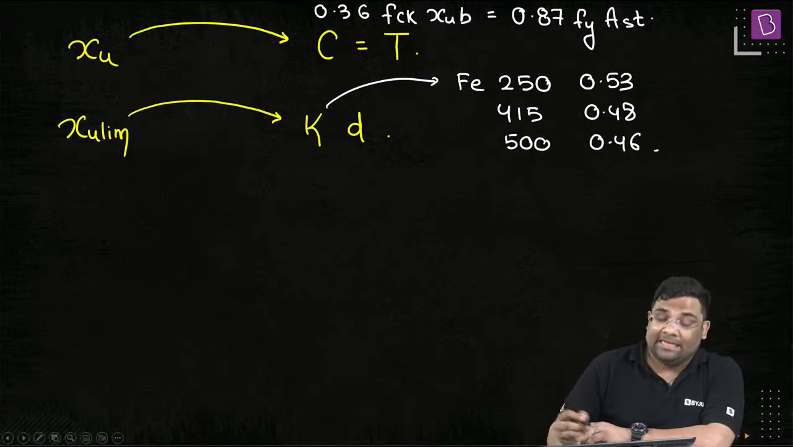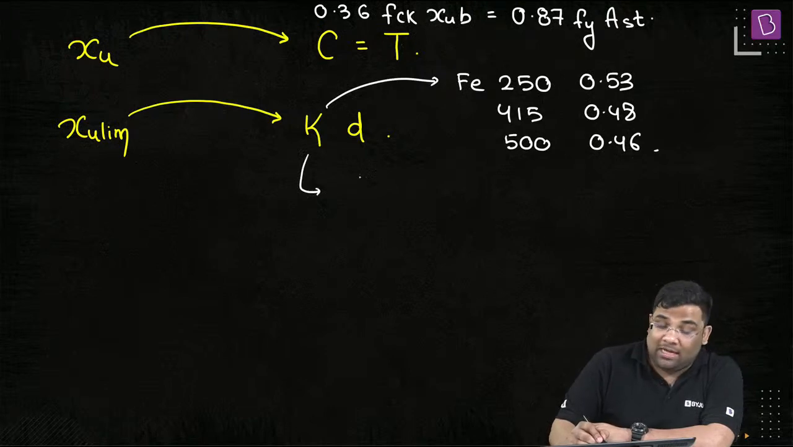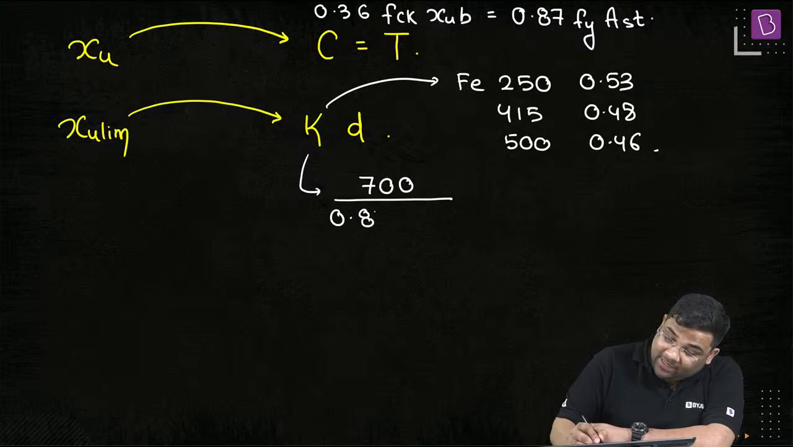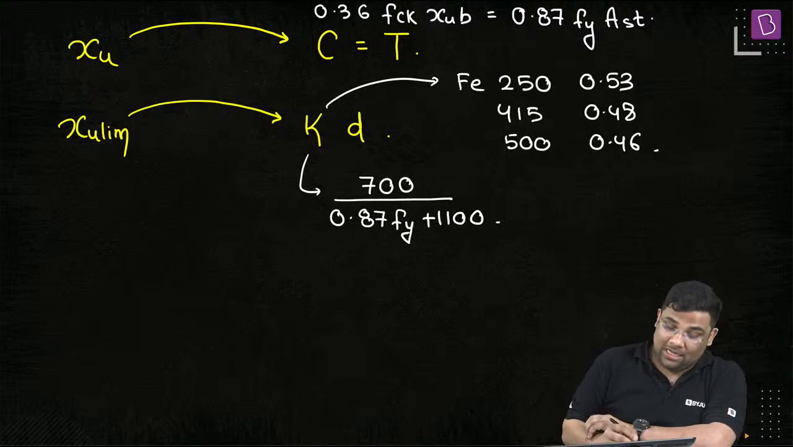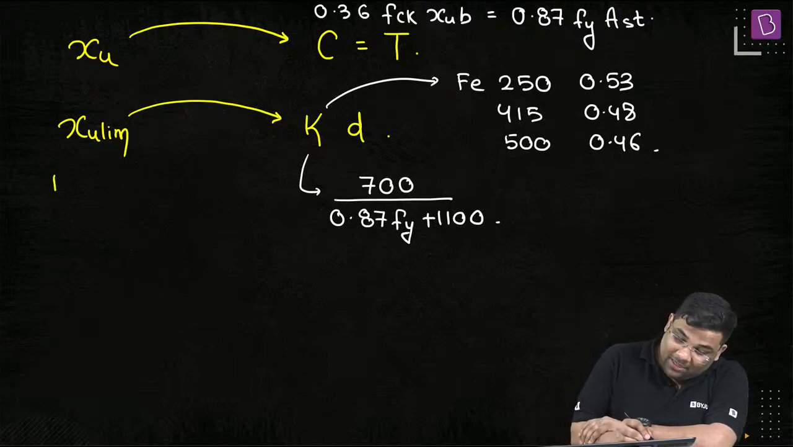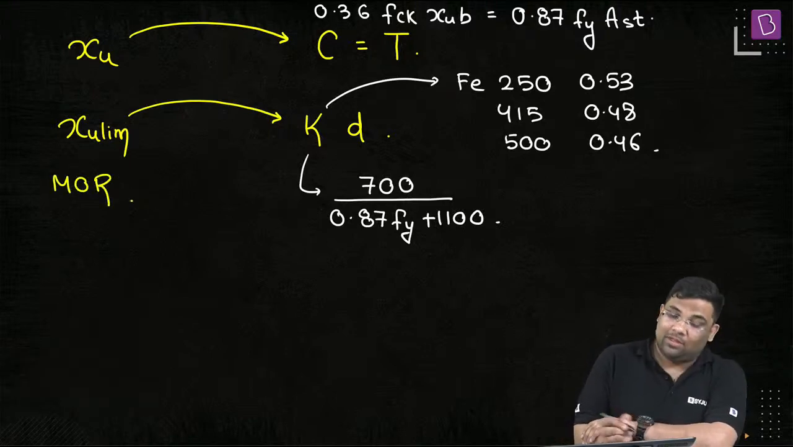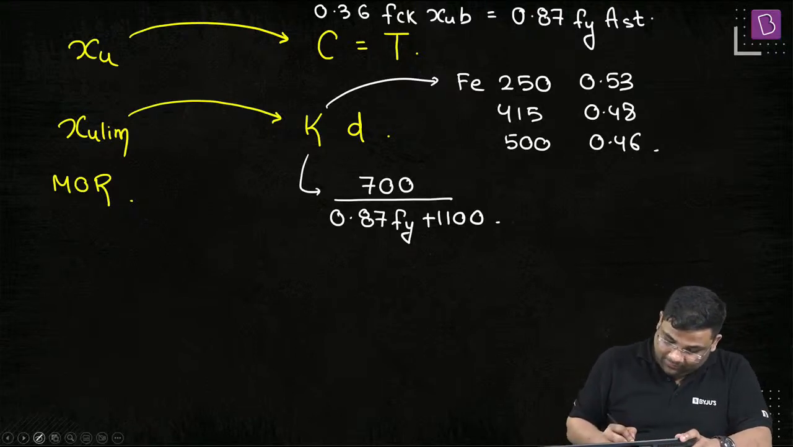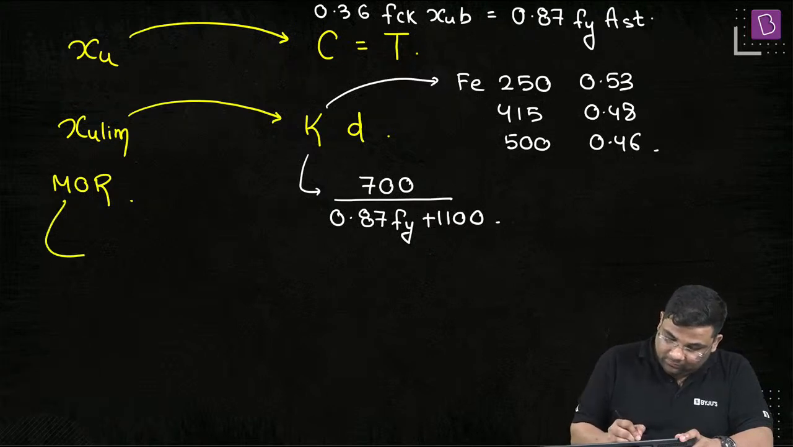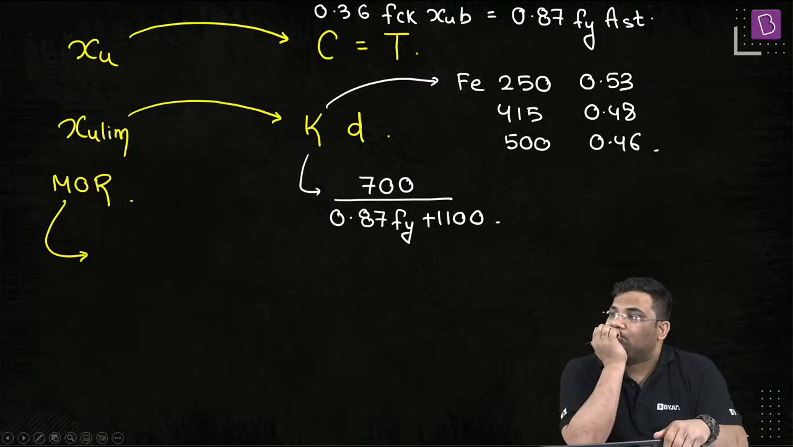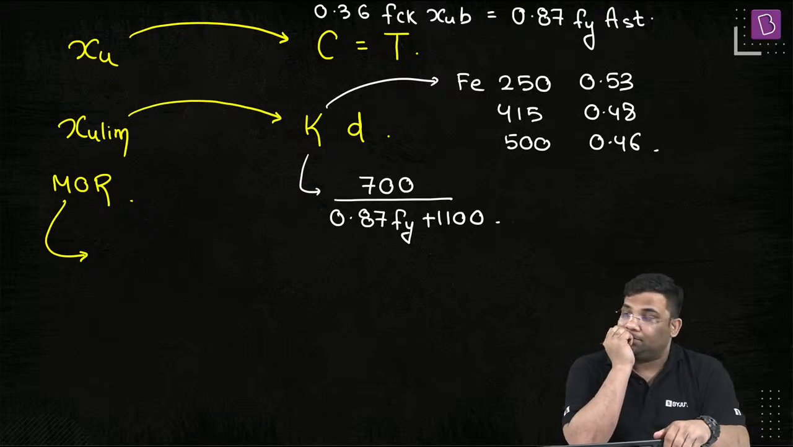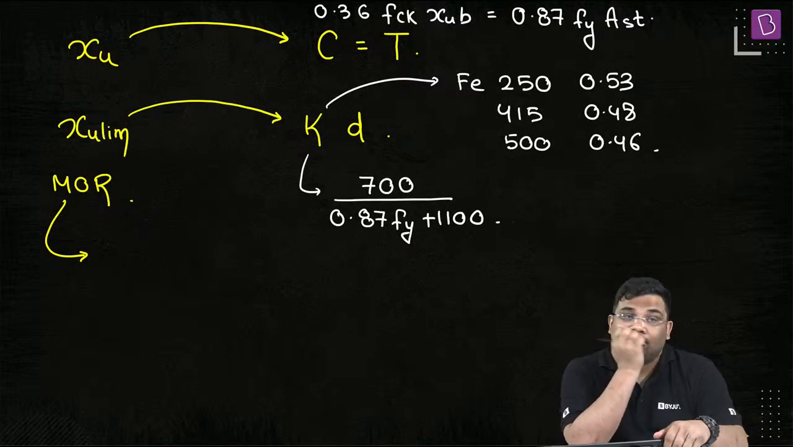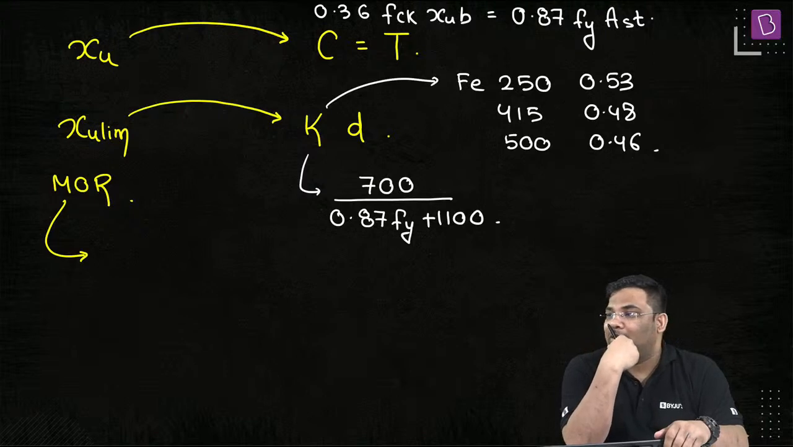Now, for any other grade, what is the formula? The formula is simply 700 by 0.87 Fy plus 1100. This much you should remember, right? Yes. Now, how to find out MOR? Tell me. How to find out MOR?